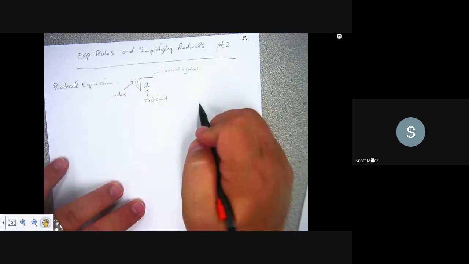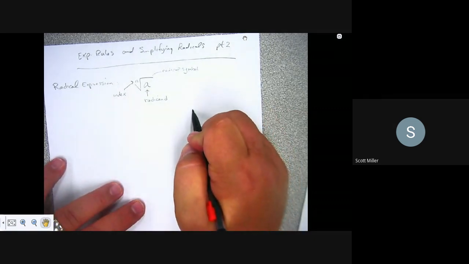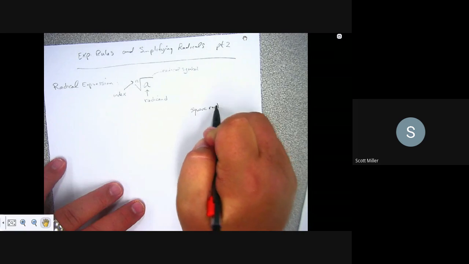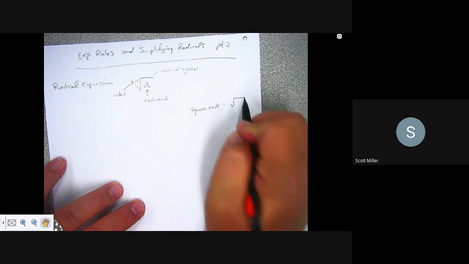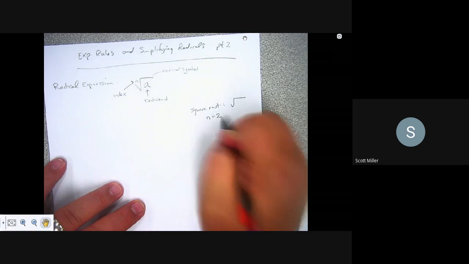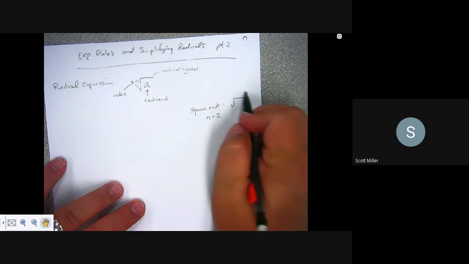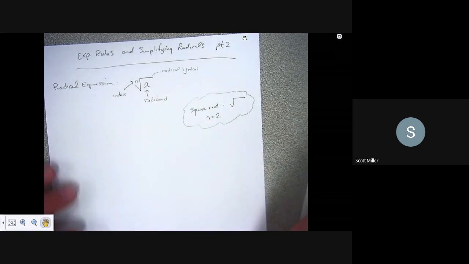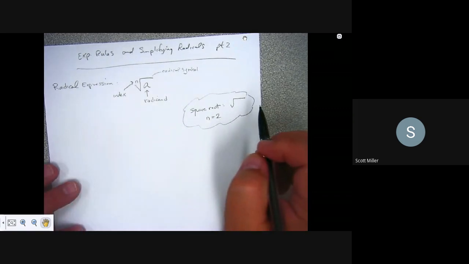So we can write that over here. The square root looks like this. N is 2. That's the square root. Okay? All other indexes after that have to be used.